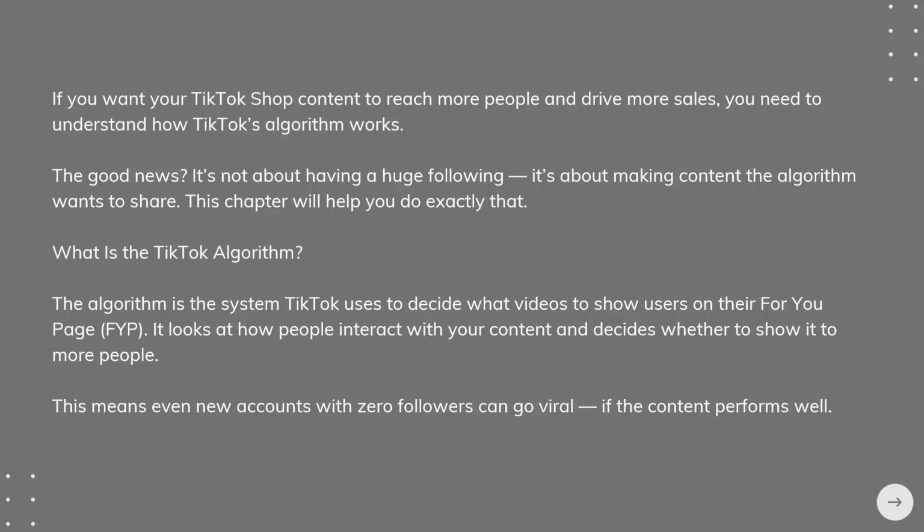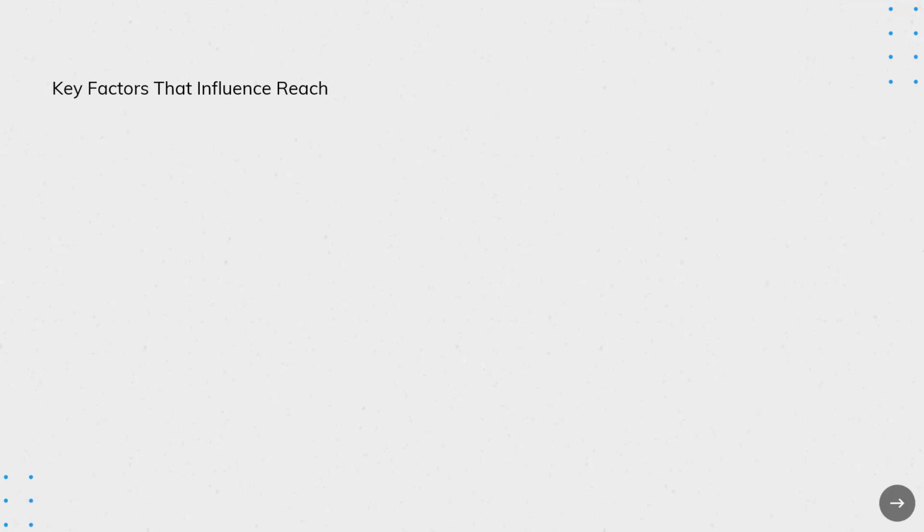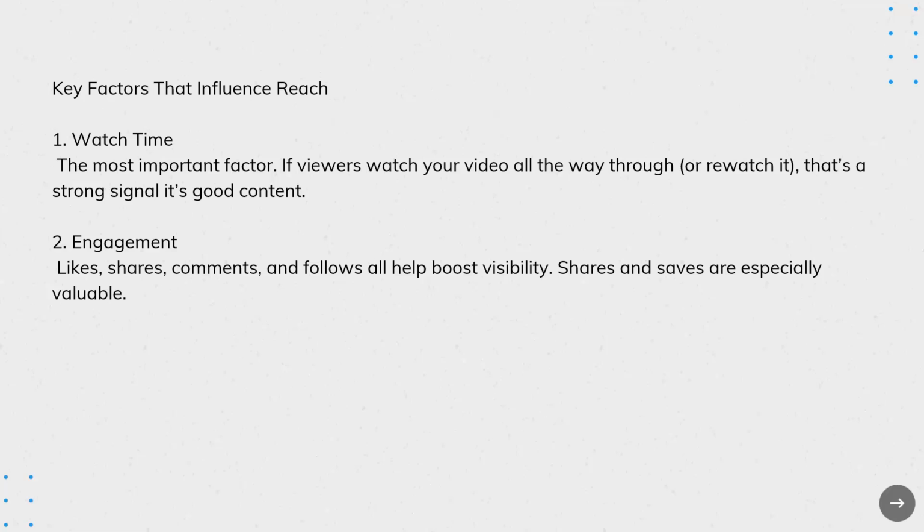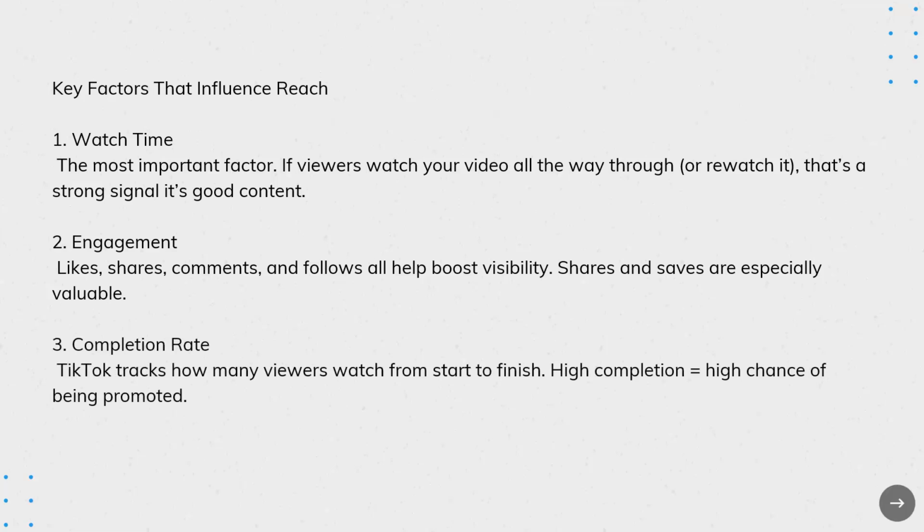Key factors that influence reach. 1. Watch time, the most important factor. If viewers watch your video all the way through, or rewatch it, that's a strong signal it's good content. 2. Engagement: likes, shares, comments, and follows all help boost visibility. Shares and saves are especially valuable. 3. Completion rate. TikTok tracks how many viewers watch from start to finish. High completion equals high chance of being promoted.